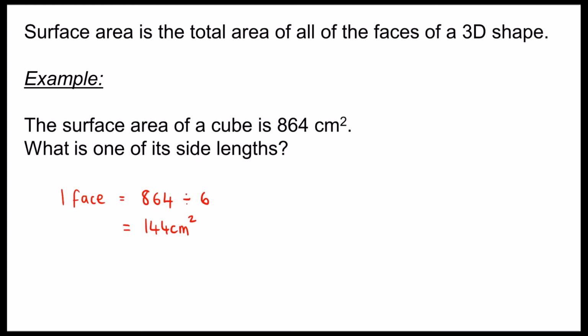Now, our question asks us to work out one of its side lengths. Because it's a cube, we know that each of its side lengths are going to be the same, and therefore each of the faces are going to be squares. Because we know that the area of one of the faces is 144 centimetres squared, we can work out its side length by square rooting that answer. I know that the square root of 144 is 12, therefore the side length is 12 centimetres.